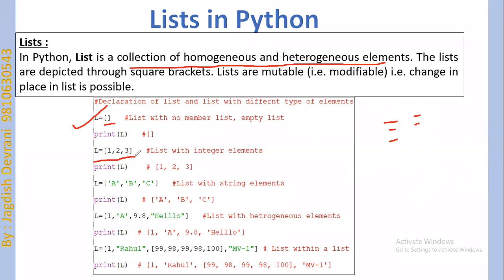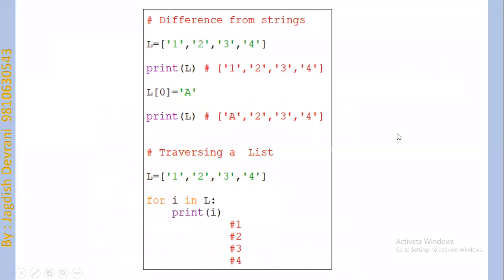L equal to 1, 2, 3. This is basically nothing but a list of integers, a list of strings, right? A list of heterogeneous elements, and this is nothing but the nested list. A list within a list is known as a nested list. So these are various forms of how you create a list. We'll be studying the list in detail in the next class.